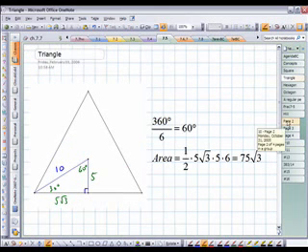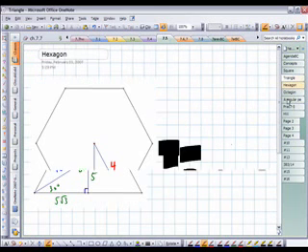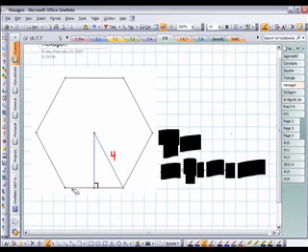So this is our triangle. Let's take a look at a regular hexagon. Regular hexagon, 6 sides, and so there are 12 of these triangles, so 360 over 12 is equal to 30 degrees. And so this is 30 degrees, so that makes this 60.